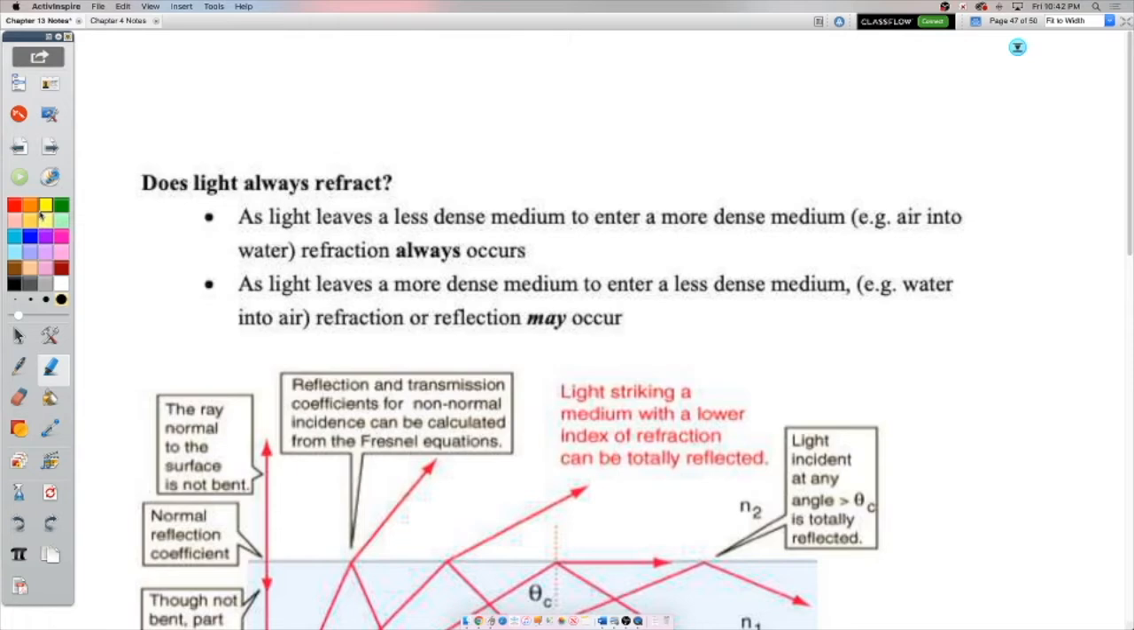No. So as light leaves a less dense medium to enter a more dense medium, for example, air into water, in other words, n2, the new one, is more dense, so it slows down light more, right? In other words, it gets slowed down. When light slows down, yes, it will always refract as long as it's on an angle, okay? But when it goes the other way, as light leaves a more dense medium to enter a less dense medium, oops, refraction always occurs.